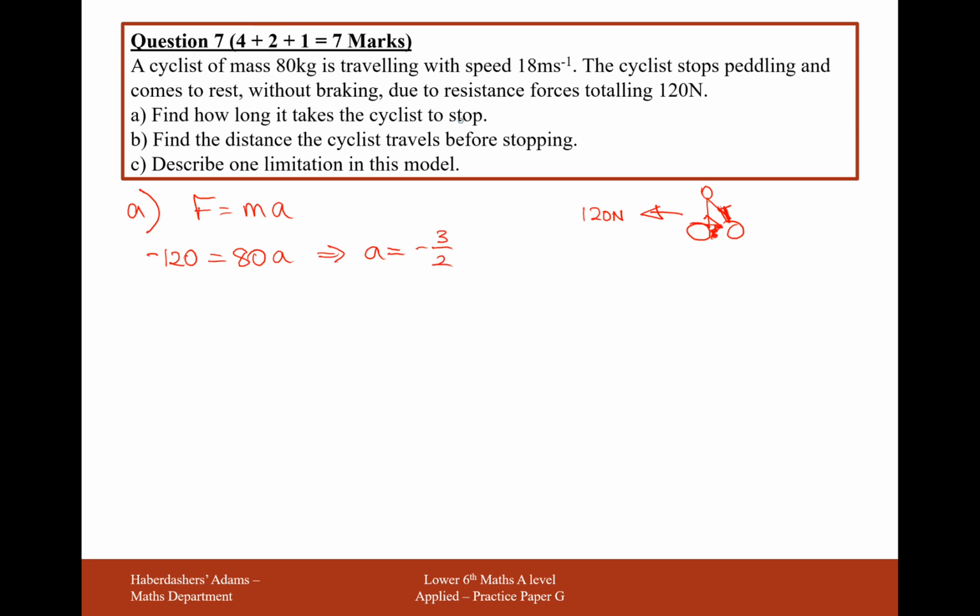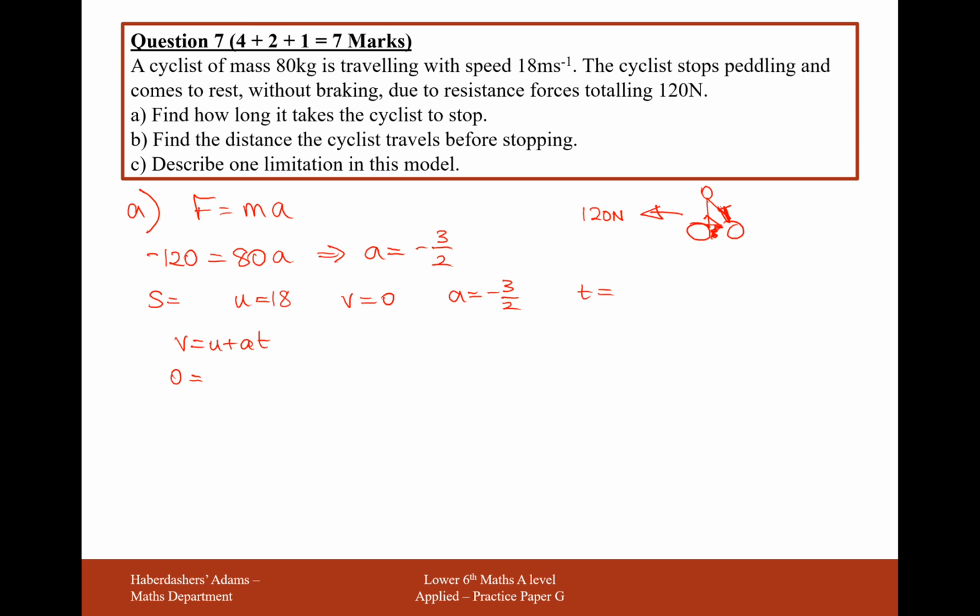So to find how long it takes him to stop cycling, let's find which parts of our Suvat we know. So we know that the speed initially is 18. We know that they want to come to a stop, so that's v equals 0. A is equal to minus 3 over 2, and t is what we're looking for. So from these four letters here, I'm going to use v equals u plus at.